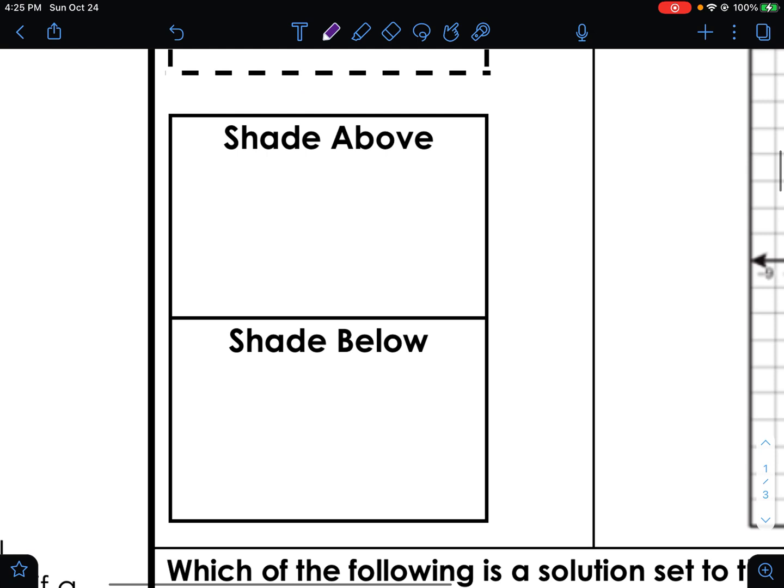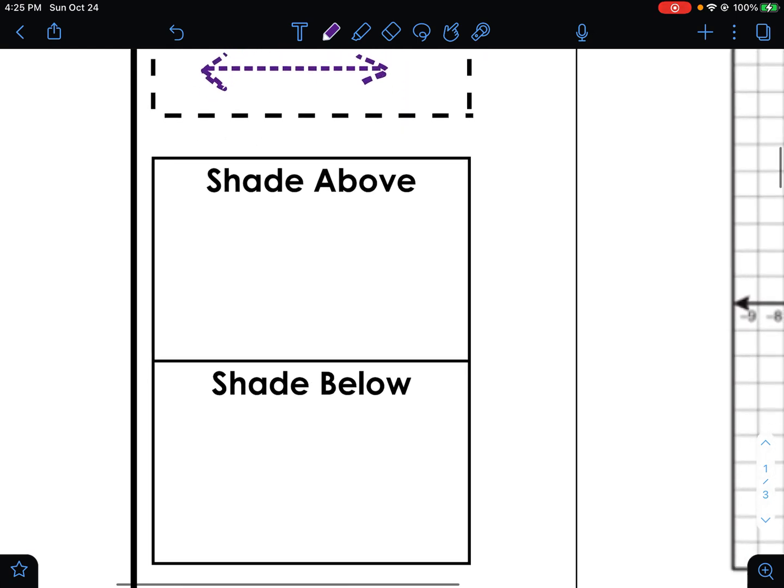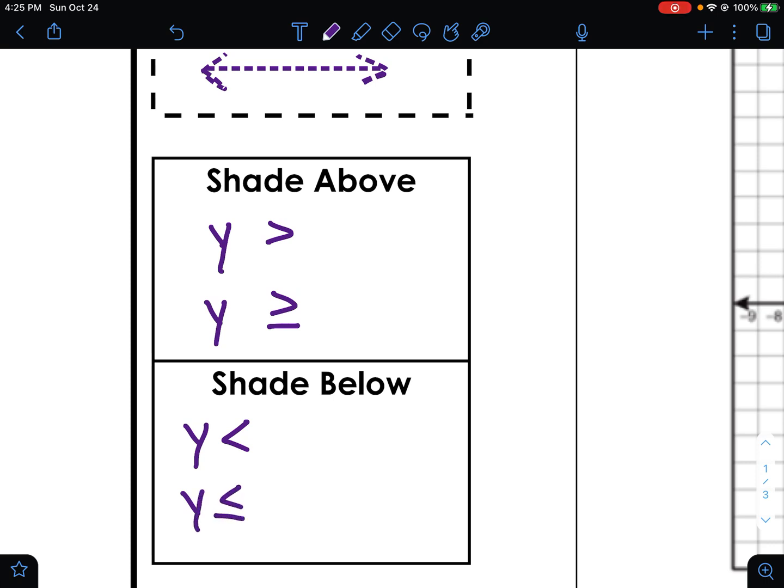Okay, then we need to determine how to shade. So to determine how to shade is based on how the inequality sign opens up towards the y. If it opens towards the y, meaning greater than or equal to, we're going to shade above. Okay, so you shade above the line, and I'll show you how to do that in our example. And if it opens away from the y, we're going to shade below.